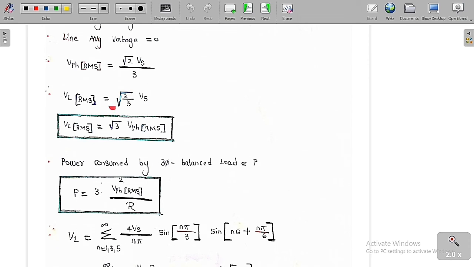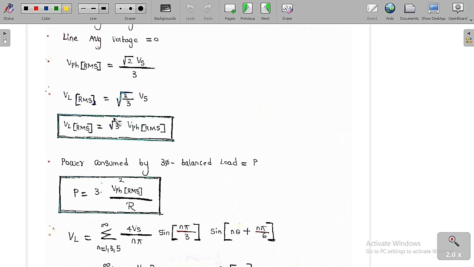The easy way to remember is VL RMS is equal to root 3 into V phase RMS, because as it is a star load, the line voltage is equal to root 3 times the phase voltage. So even if you remember one RMS value, by using this relation you can figure out the other value.